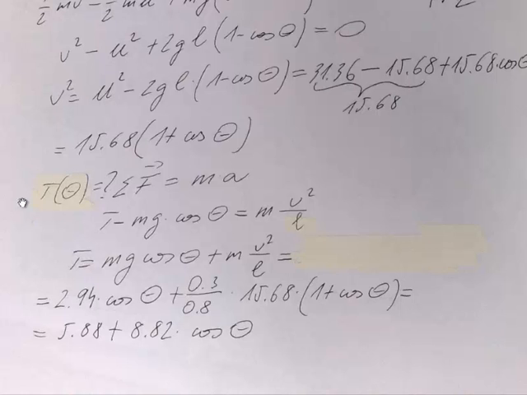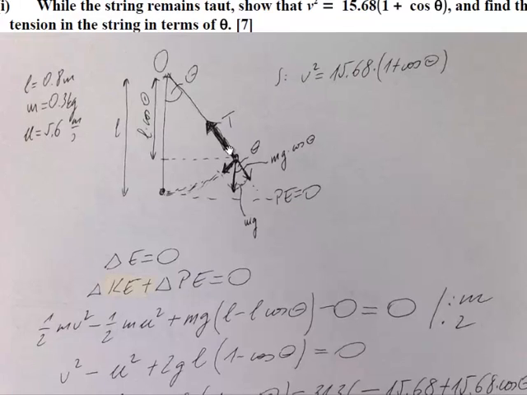We have to find the tension. Let's see the forces. Tension of the string, gravitational force. We break it down, this is theta, so it's adjacent to theta, so m times g times cosine theta, and we can apply Newton's law.